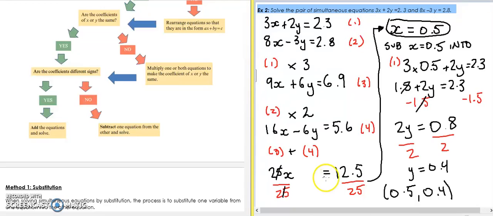And that concludes this lesson, lesson 9, solving simultaneous equations. Go ahead and check your logbook, see what questions you need to do for this exercise.